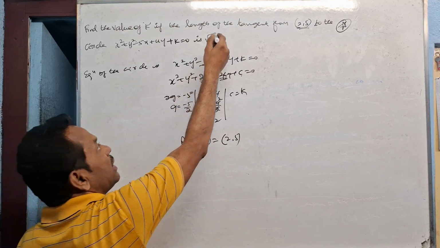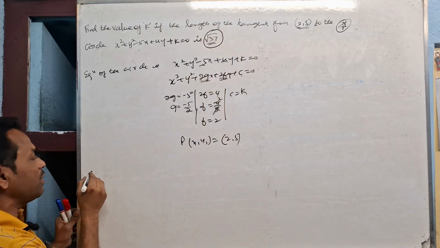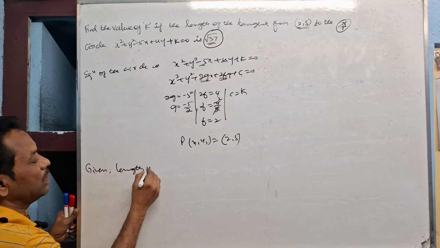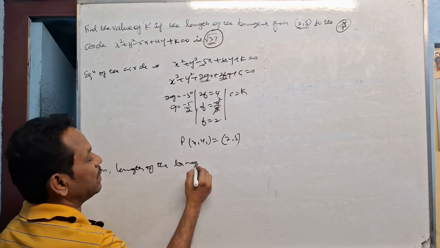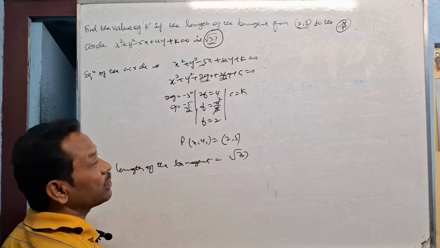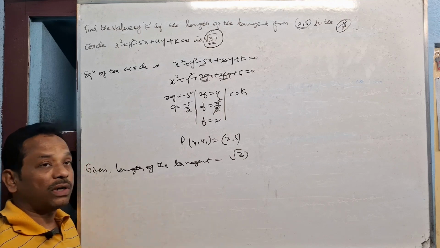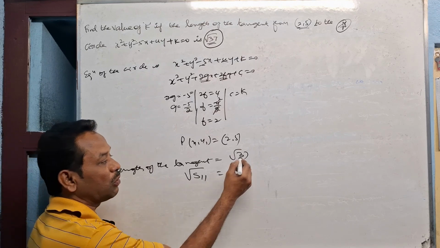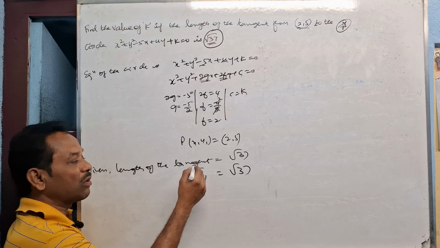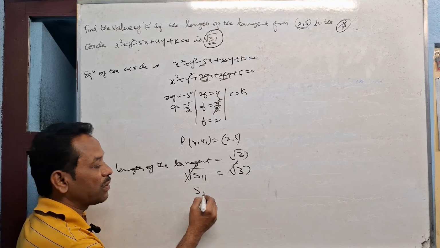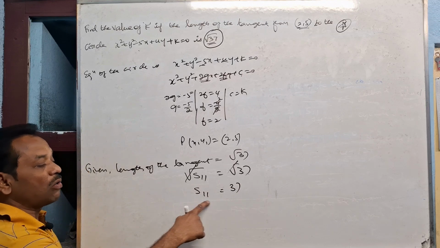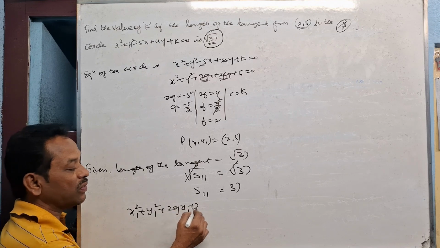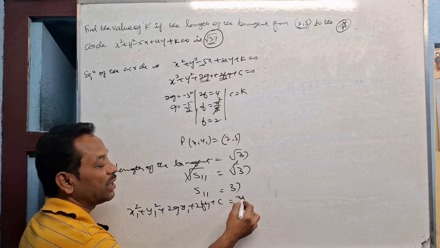Now as per the question, the length of the tangent is given as root 37. We already know that the length of the tangent can be found using the formula root S11 equal to root 37. Now we'll take out the square roots on both sides. So here we have S11 equal to 37. Now how to find S11? The formula is x1 square plus y1 square plus 2g x1 plus 2f y1 plus c equal to 37.